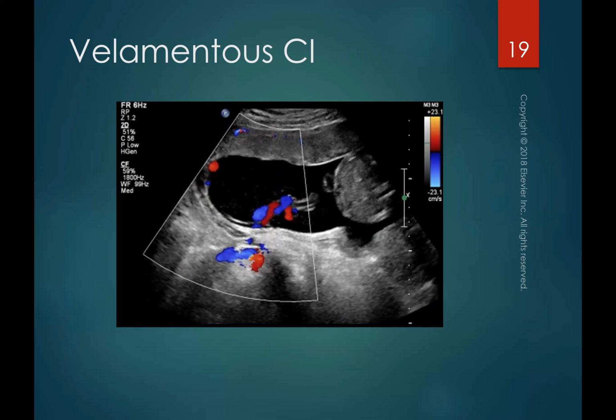A velamentous cord insertion, which we'll talk about a little bit more in detail in a couple minutes, is where the cord inserts into the membranes and not even into the placenta. So the vascular flow, the blood, has to pass through the membranes to get to the placenta. And this can cause growth restriction and can be dangerous to the fetus too. So these kiddos that have a velamentous cord insertion are watched closer in utero.